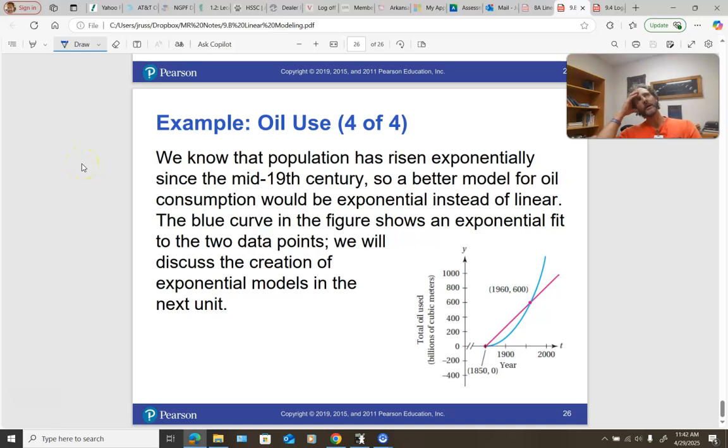There's not a whole lot of processes in life that you can model that are actually linear, okay? Most of them are exponential in nature. We could model them linearly for a short amount of time, but over long periods of time, you need more like an exponential model to more accurately model the process.